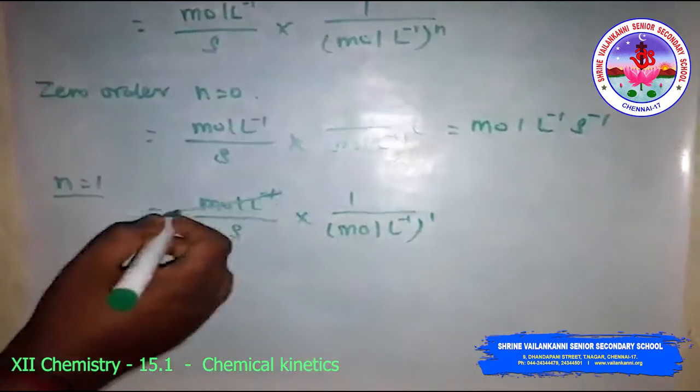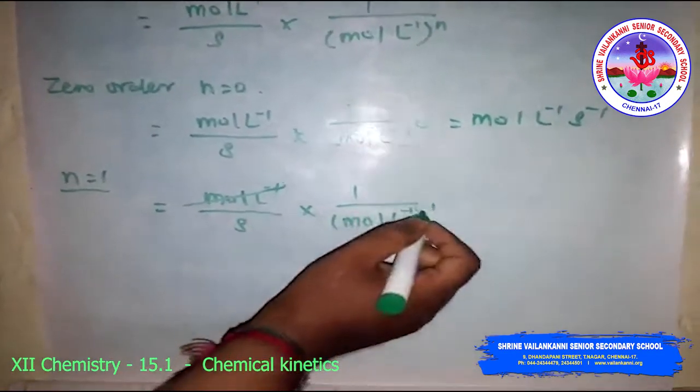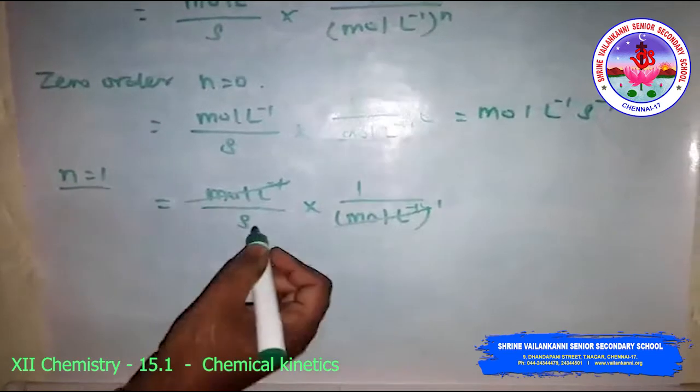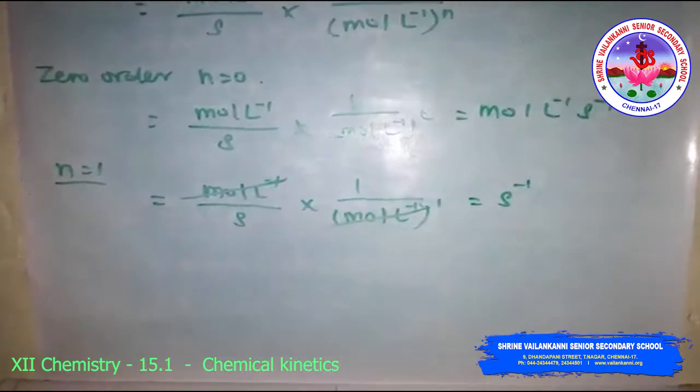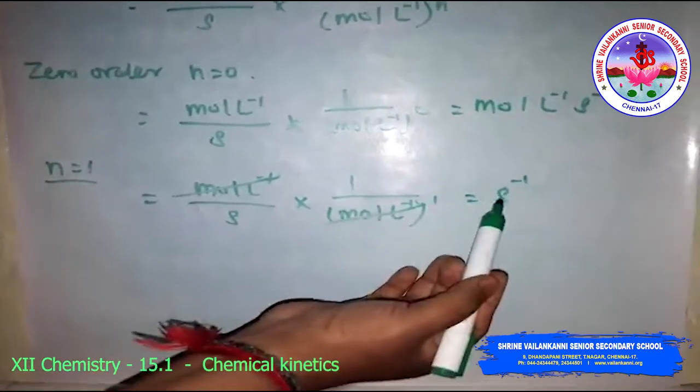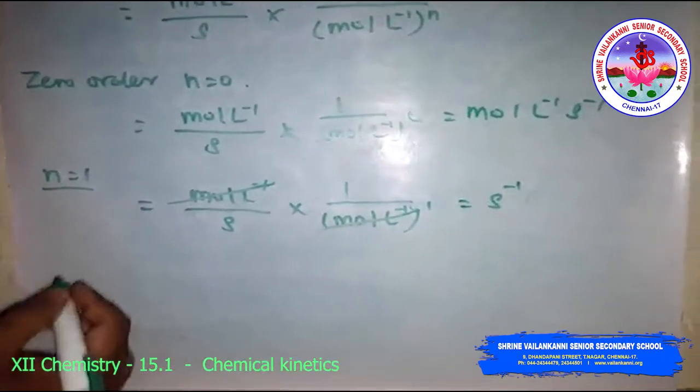So here mole liter inverse and mole liter inverse is cancelled. Then remaining is what? Second. So second will be second inverse. So for a first order reaction the unit is second inverse.